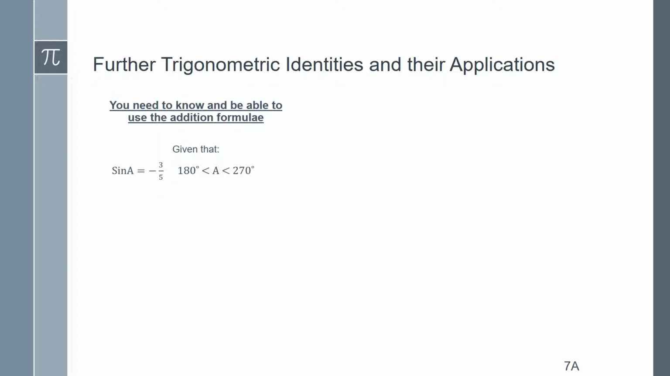Given that sine A is minus 3/5 and A is between 180 and 270, and cos B is minus 12/13 and B is obtuse, find the value of tan A plus B. Okay, a bit of a thought process. Obviously we need to know what A and B are. So tan A plus B is tan A plus tan B over 1 minus tan A tan B. That's one of our addition formulas.